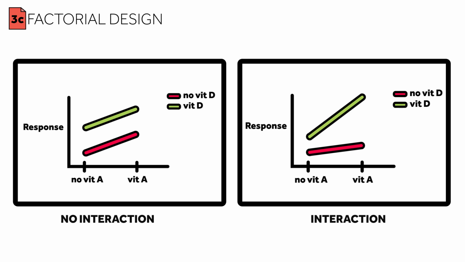Interpreting whether there's an interaction can be straightforward. Let's take this example. We could plot vitamin A yes or no on the x-axis. Then we can plot response on the y-axis. You also plot separate points for vitamin D yes or no. If the lines by vitamin D are parallel, then there's no interaction. Otherwise, this means there is an interaction.